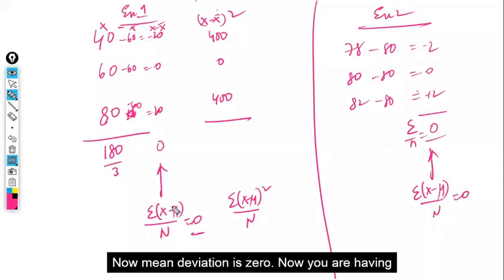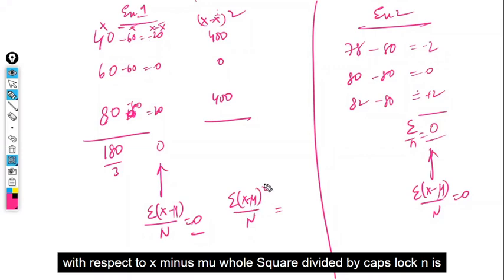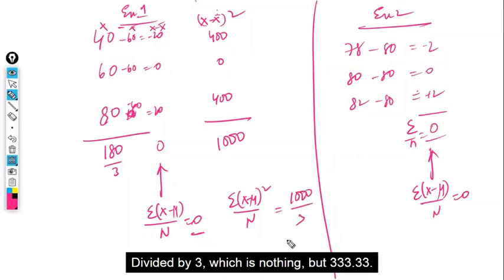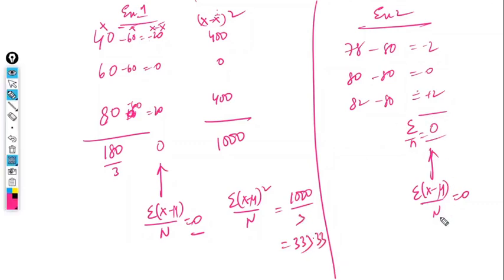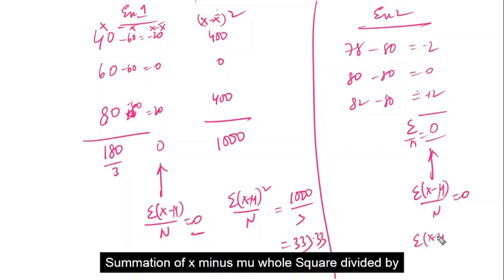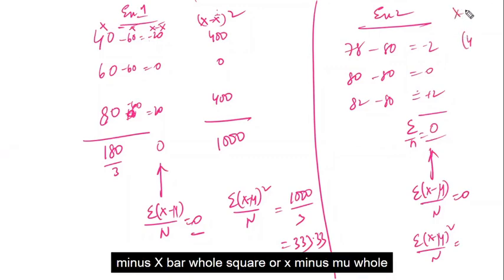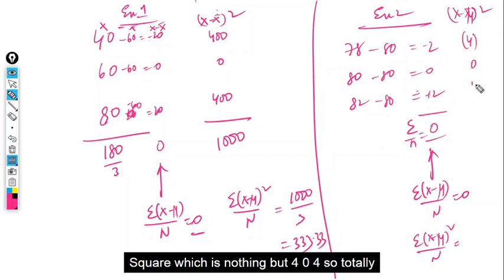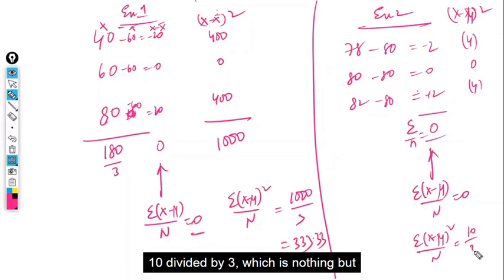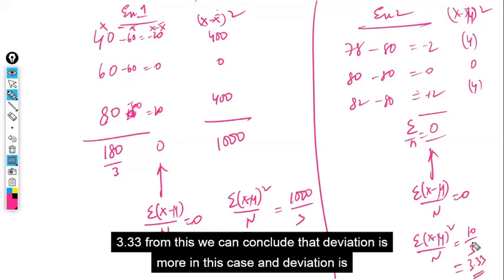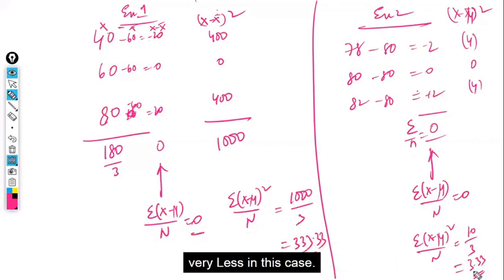Now the mean deviation is 0. With respect to x minus mu whole square divided by capital N, the total is equal to 1000 divided by 3, which is nothing but 333.33. Now in this one, the summation of x minus mu whole square divided by n, first x minus x bar whole square or x minus mu whole square, which is nothing but 404. So the total is 10 divided by 3, which is nothing but 3.33. From this we can conclude that the deviation is more in this case and very less in this case.